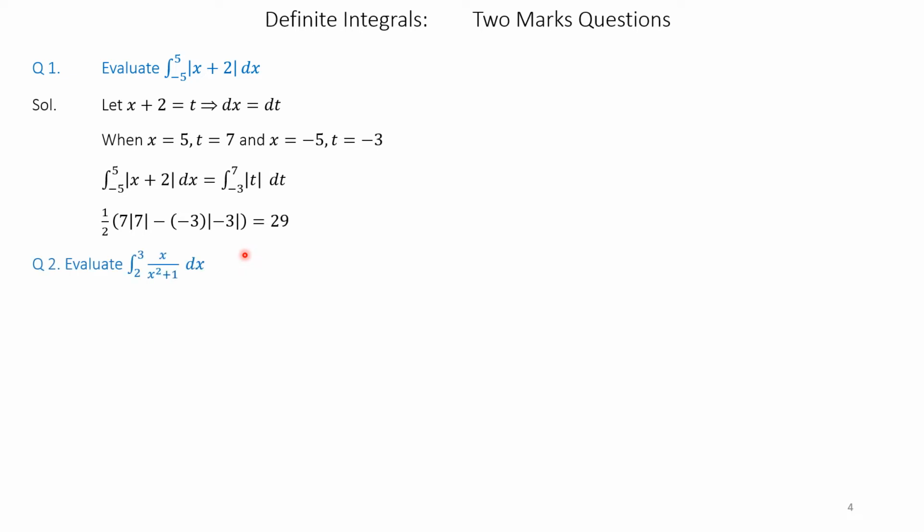Let us take question number 2. Evaluate the integral from 2 to 3 of x divided by x square plus 1 dx. So here the lower limit is 2, the upper limit is 3, and f of x is x divided by x squared plus 1. Therefore, let us put x squared plus 1 is equal to t. This is once again a substitution method.